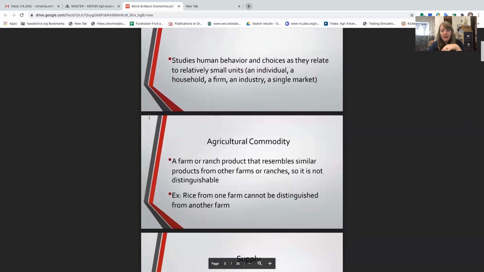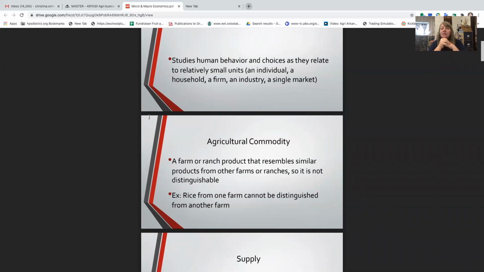So we're going to talk next about an agricultural commodity. We already know what agriculture is. That's the study of food and fiber. So commodities are things that we get from that. So a farm or ranch product that resembles a similar product from other farmers or ranchers, and it's not so distinguishable. So if you're growing corn and you're growing corn, can I tell the difference in your corn? Probably not, right? Okay, it's a commodity.